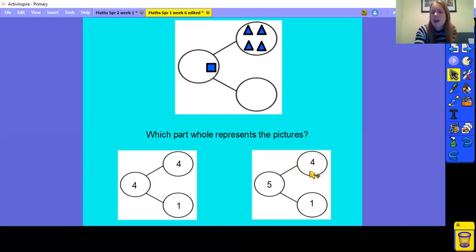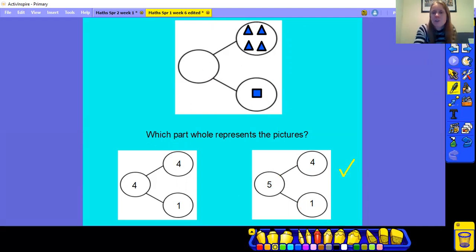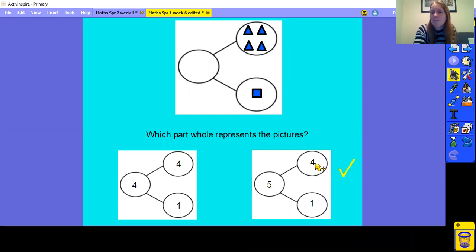Now it's telling us that there are 4 in this part, and that 4 represents the 4 blue triangles. I wonder if this part will be correct too. What's it telling us? What does the 1 represent? That's right, the 1 represents the 1 square, and it is correct. So this porthole tells us we have 4 blue triangles, we have 1 blue square, and all together we have 5 shapes. Well done if you spotted that.